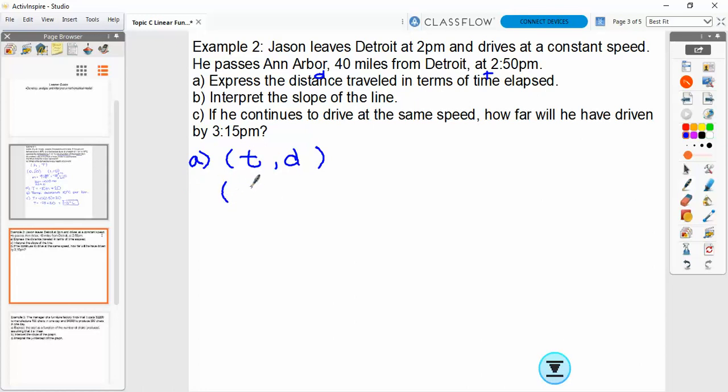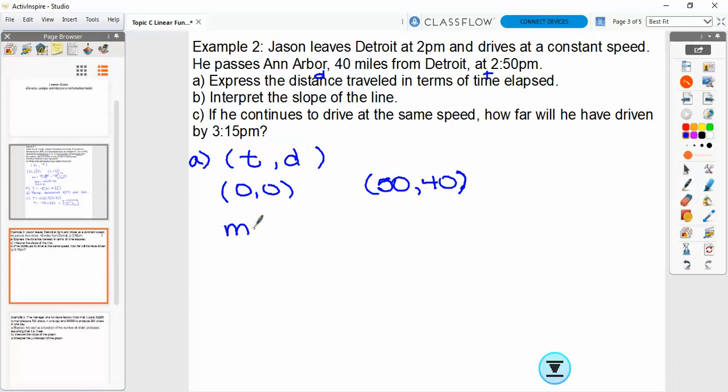So what would be my points? At 2 p.m., that would be time 0, because that's when we started, and we're where we started. So what's our distance? 0. So the point is (0, 0). The next point, what's my time? It's 2:50, so how much time has elapsed? 50 minutes. And my distance is 40 miles.